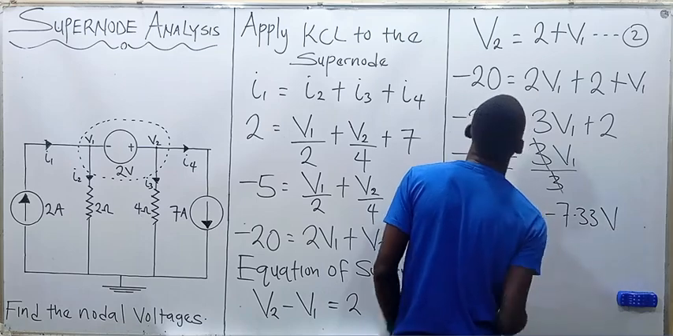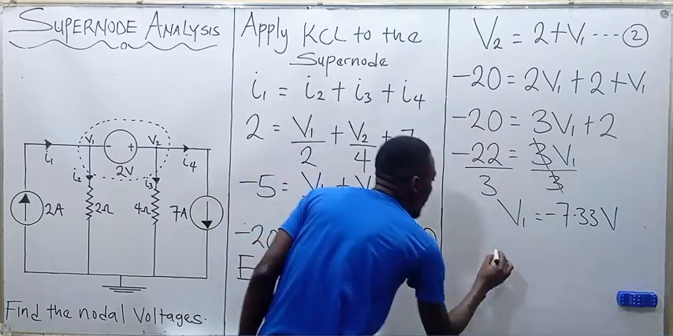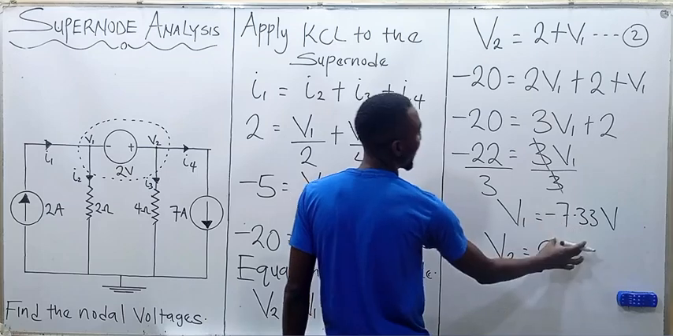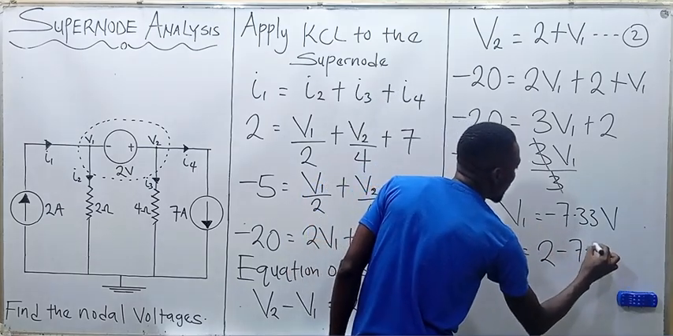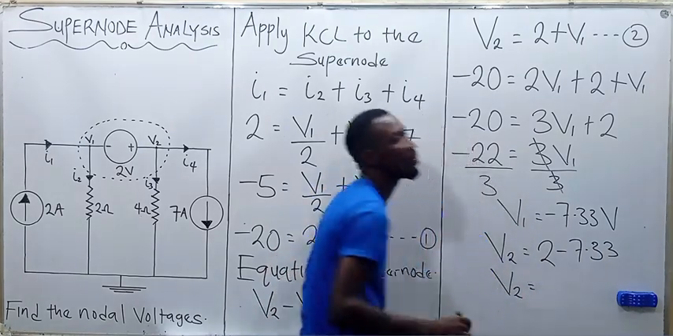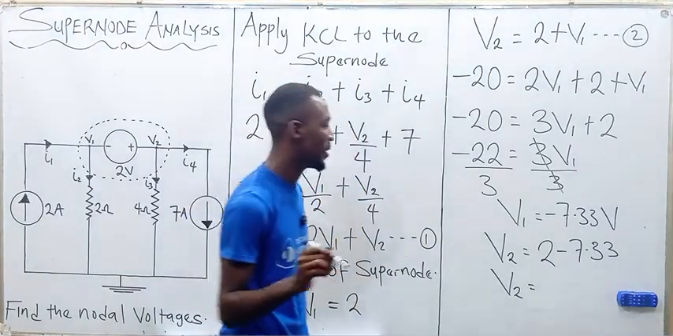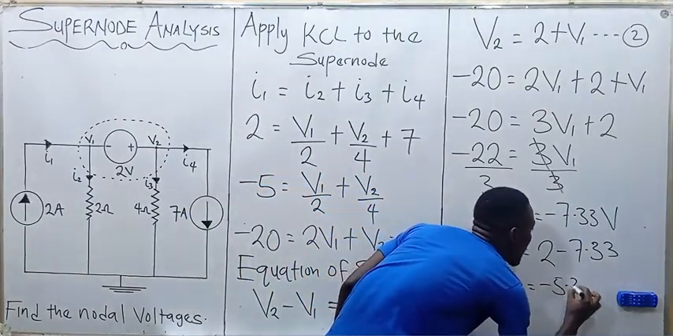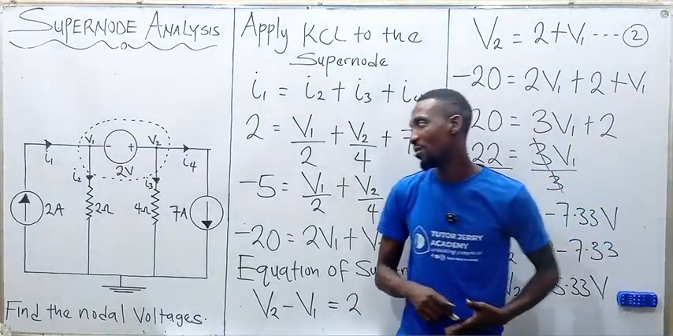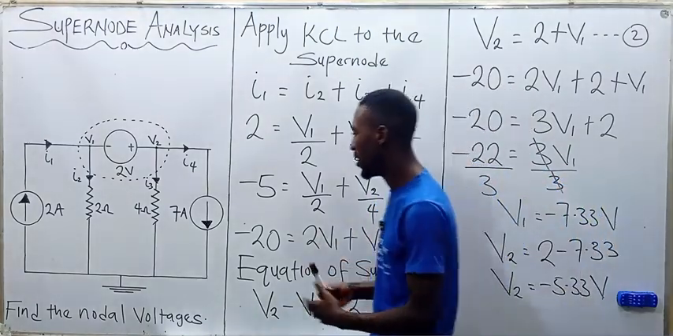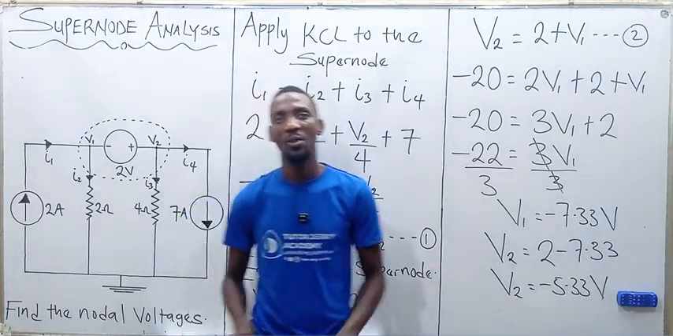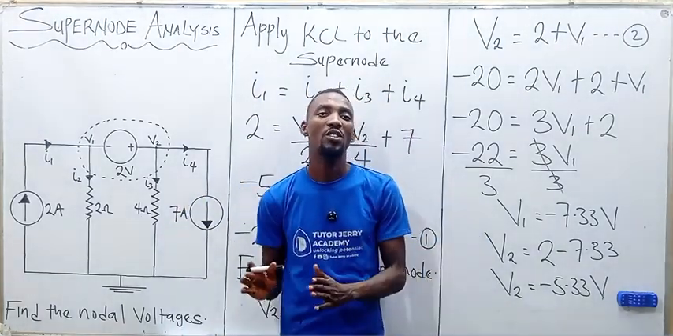Minus 7.33 volts. So let's find V2. V2 will be equal to 2 plus V1, that is 2 minus 7.33, which gives us negative 5.33. Negative 5.33 volts. So here is how to go about the question, because the question just said we should find the nodal voltage, and the nodal voltage is V1 and V2.